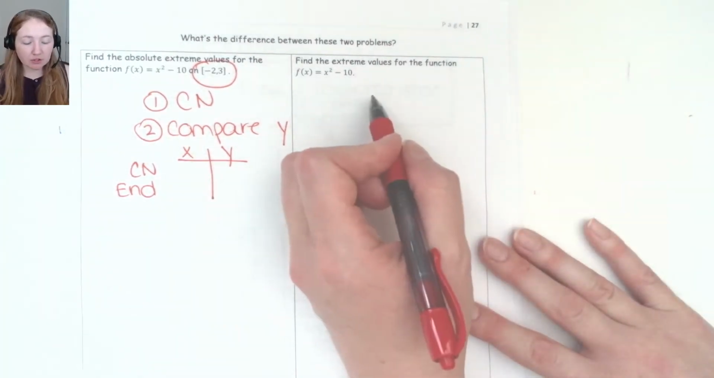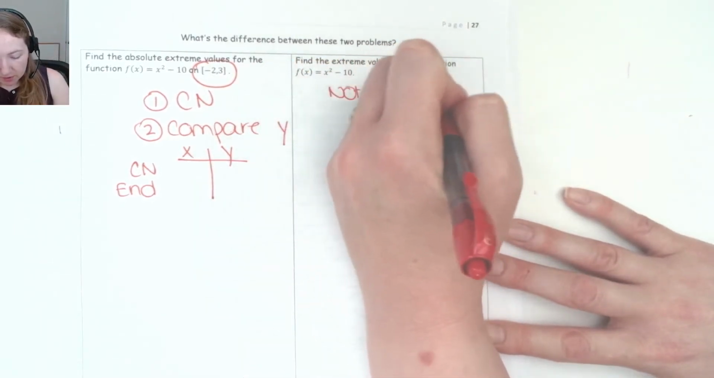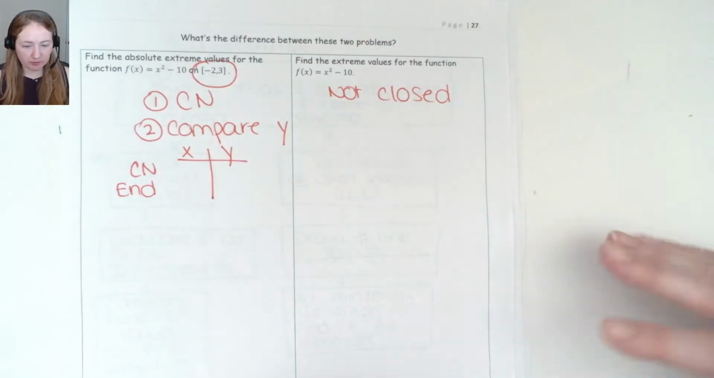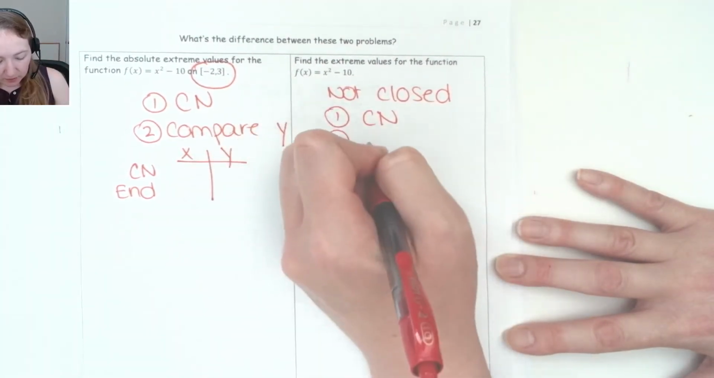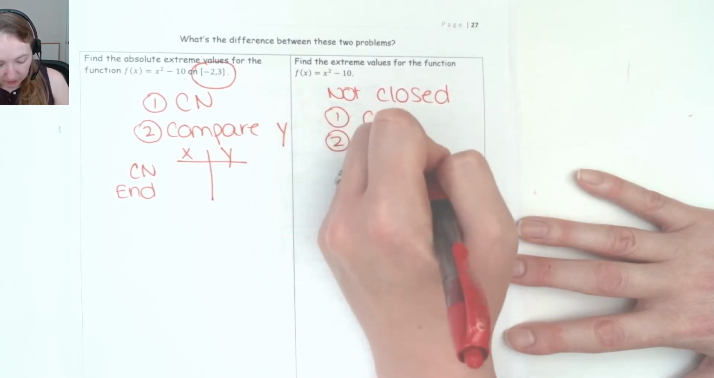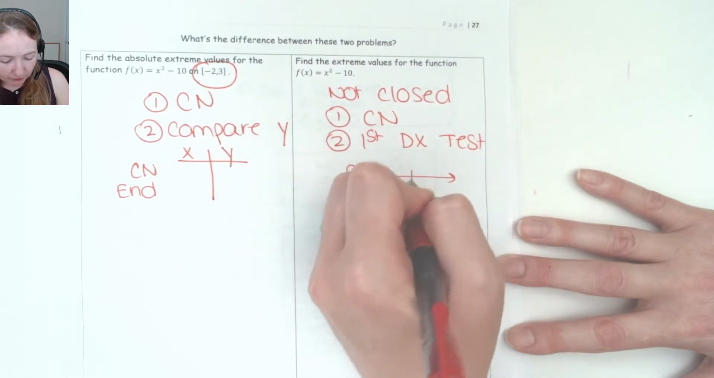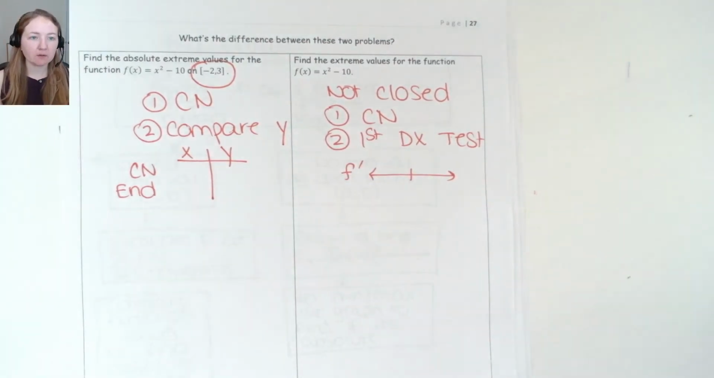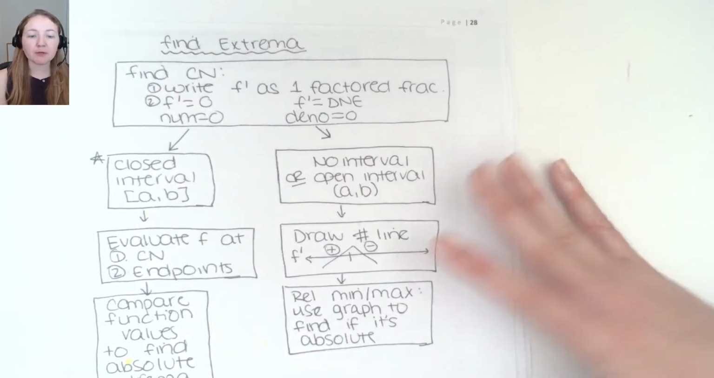If you look at this question over here, there is not a closed interval given. So when it's not closed, again, the first step is always critical numbers, but then that's where you can use the first derivative test, and that's what most people are going to do: use the first derivative test and plug in to the left and to the right of the critical number. You could also potentially use the second derivative test if you wanted to. Now, this process is listed over here in more detail.